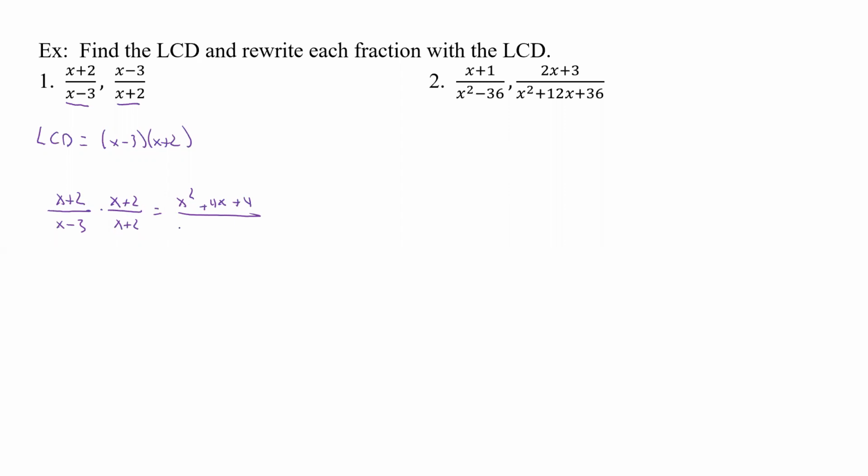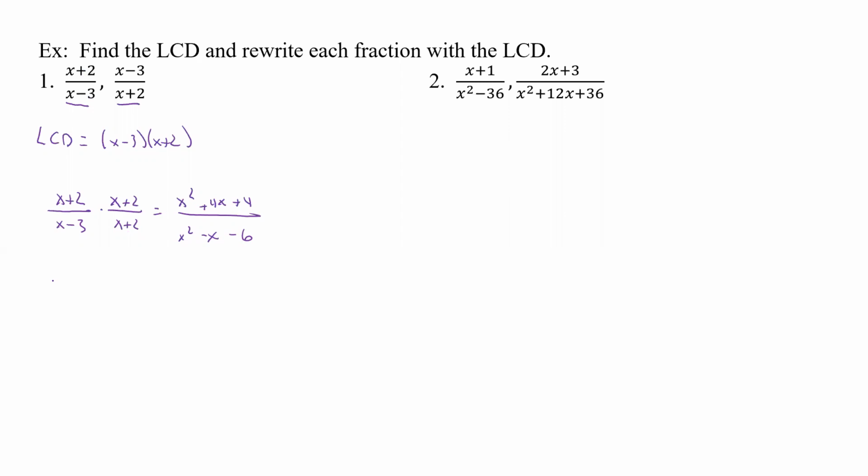And here we're going to have x times x is x squared. Then we'll have plus 2x minus 3x, so that's going to be minus x, and then that's going to give us a minus 6. And so that is going to be the first rational expression rewritten with the new LCD.